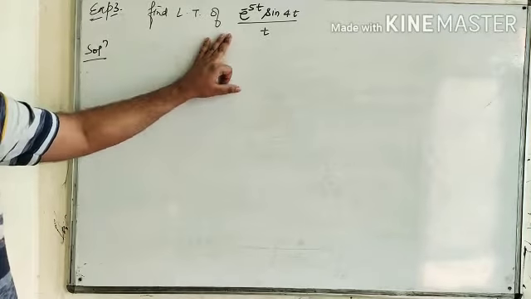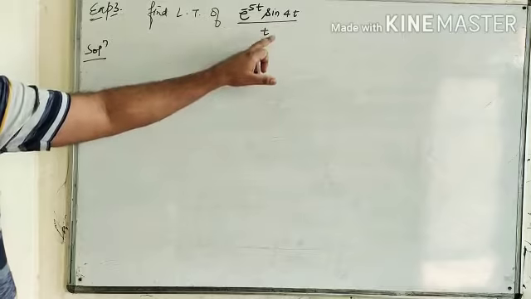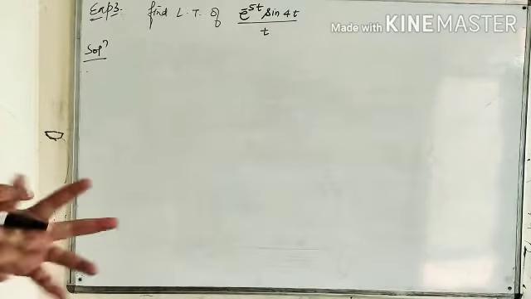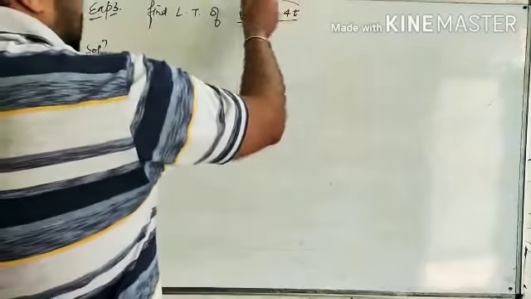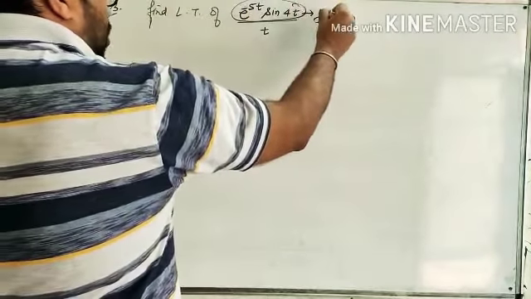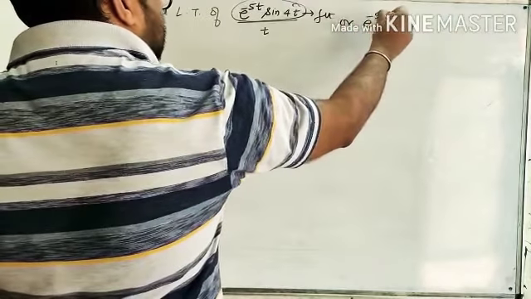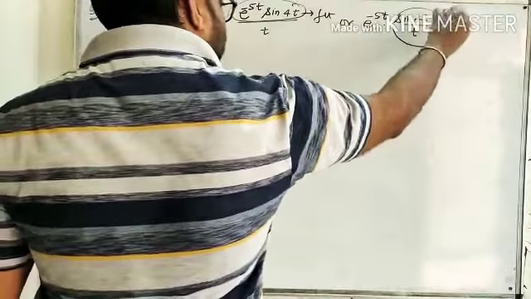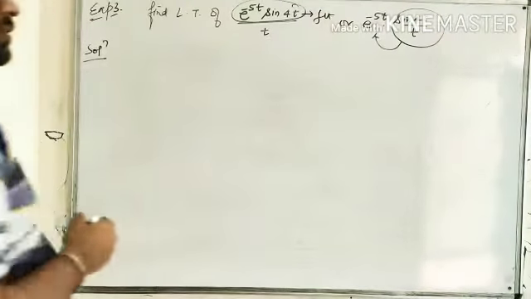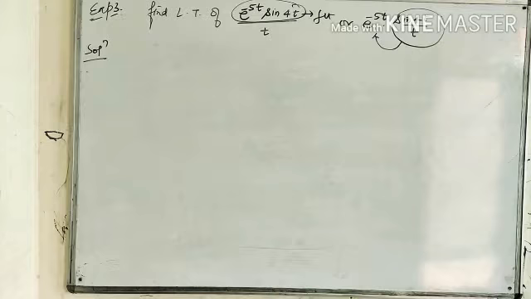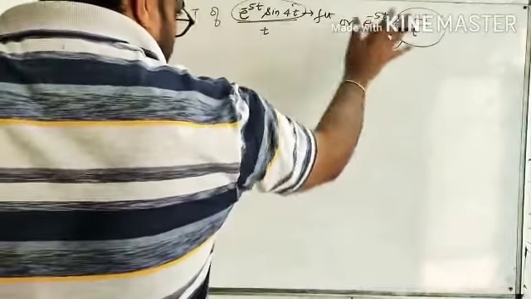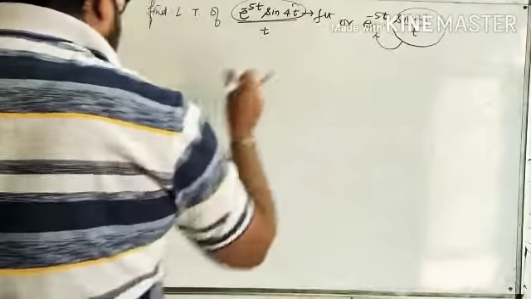Find the Laplace transformation of e raised to power minus 5t sin 4t upon t. So in this case, we can solve it by taking the entire thing as f(t), or we can write it as e raised to power minus 5t times sin 4t upon t. So first solve it, then apply the method for e raised to power at into f(t). The solution remains the same, either we solve by this method or by that method. I am solving this particular problem by this method.